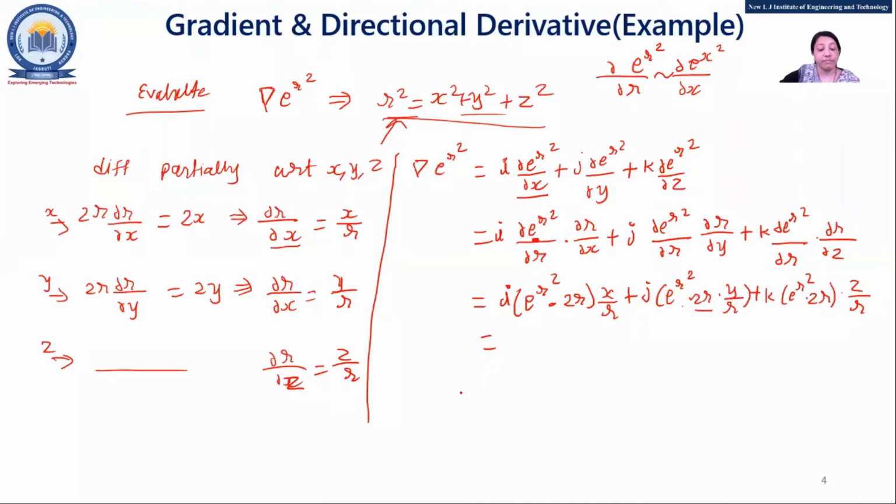Now we need to simplify this. You can see that e^(r^2) will be common, and this r is supposed to be cancelled out at each and every step. So what is left is 2 e^(r^2) common, and we will have xi plus yj and plus this is what?